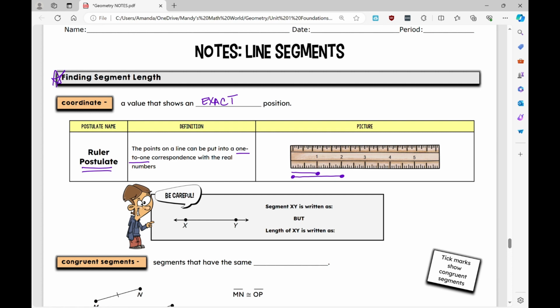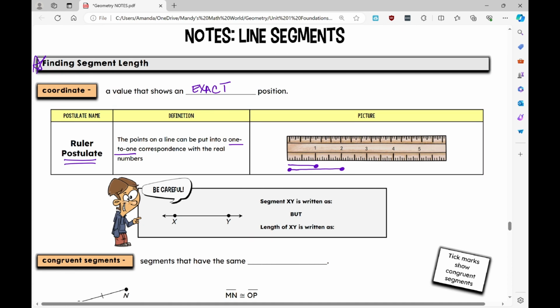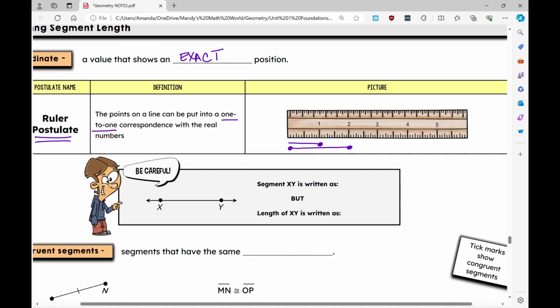So first I want to talk about this line right here with 2 points on it, X and Y. If I were to describe segment XY, I would write it as XY with a bar over it. But if I'm talking about the length of segment XY, I would just write XY next to each other, capital letters. So with a bar over it, that refers to the segment. But if I don't have a bar over it, we're talking about the length of it.